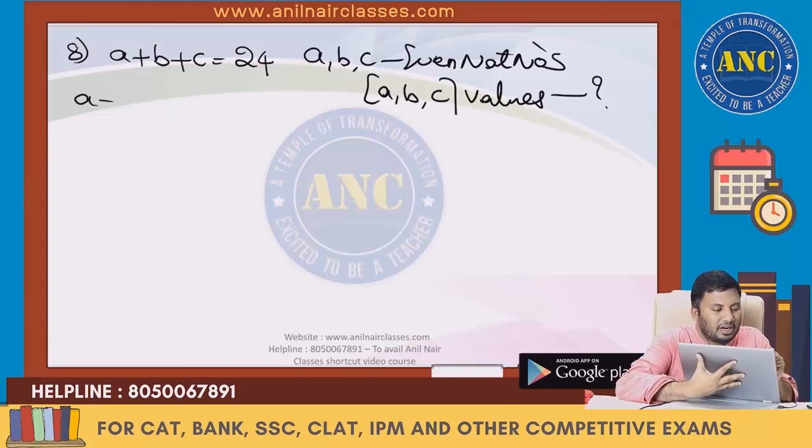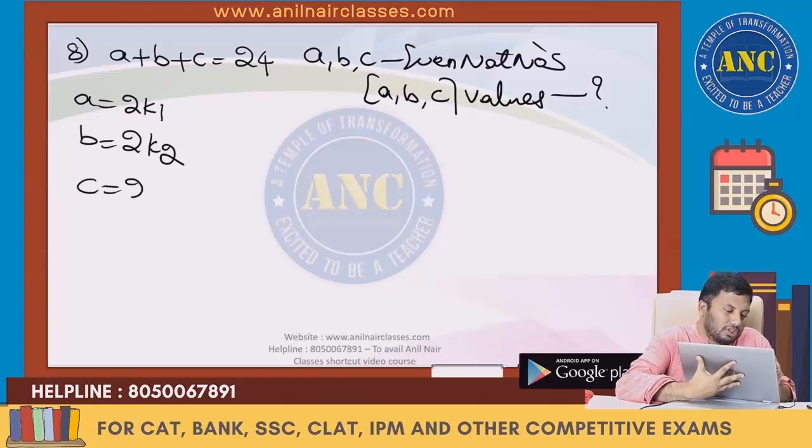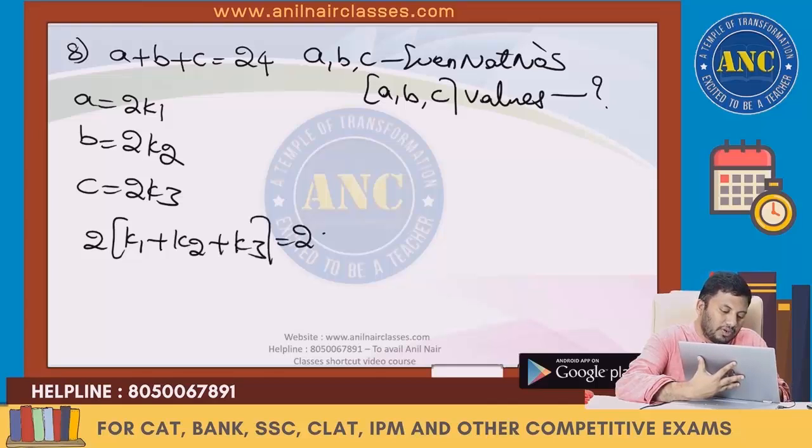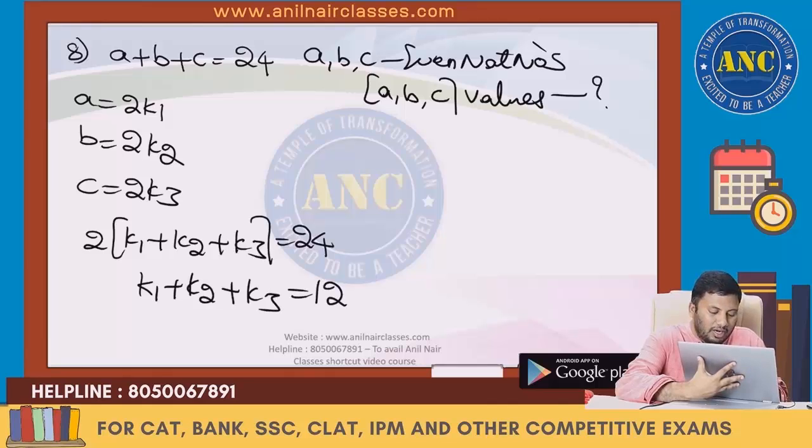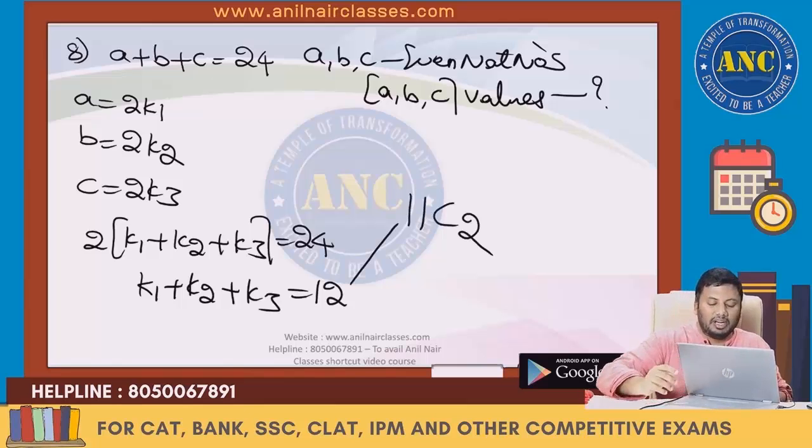If it is an even number, A will be 2K1, B will be 2K2, C will be 2K3. So this is 2 into (K1 plus K2 plus K3), which is nothing but 24. So K1 plus K2 plus K3 is 12. If it is 12, there are 11 gaps. For 3 variables, 2 cuts.